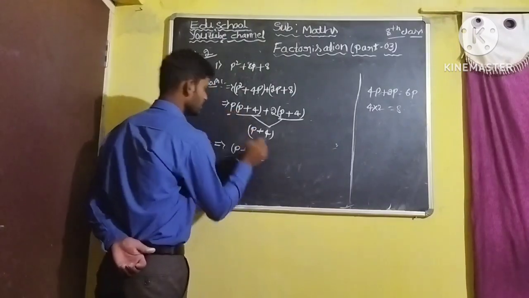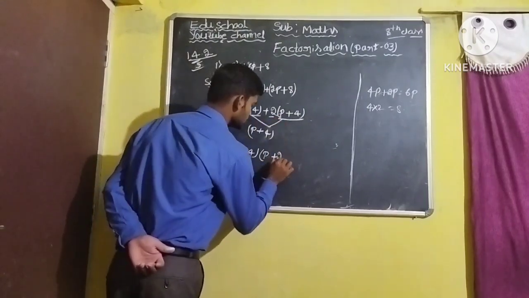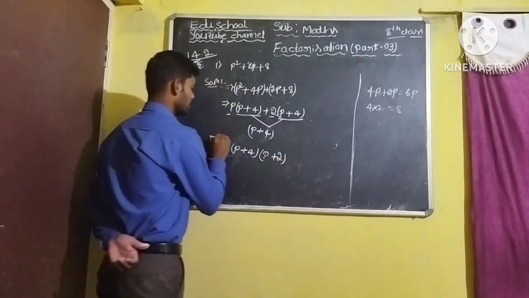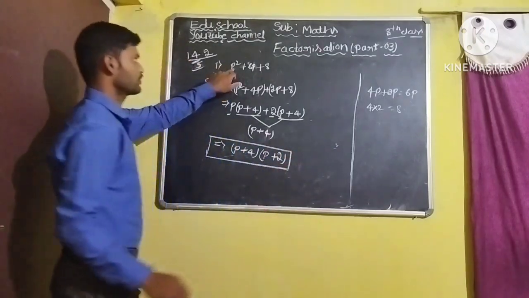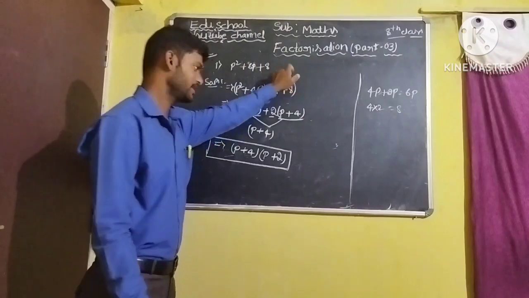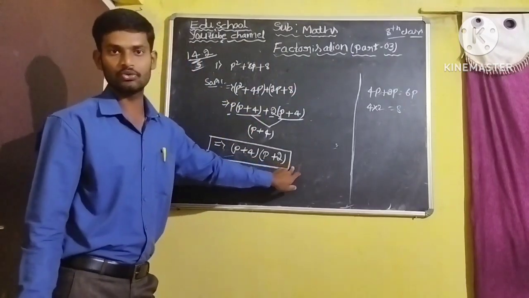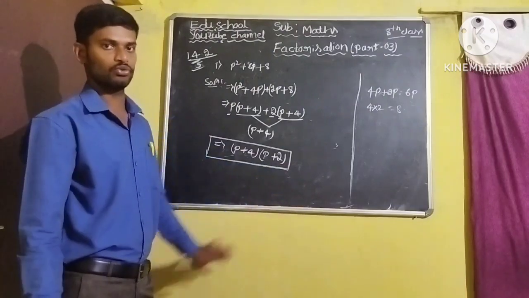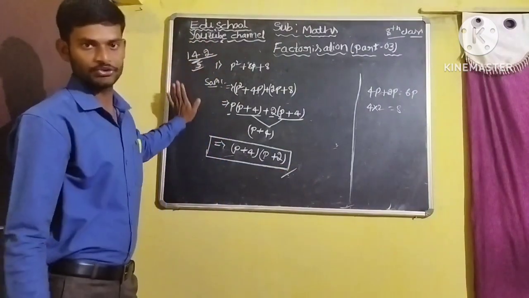into p+2. This is your answer. And also the factors of the given p² plus 6p plus 8 are p+4 into p+2. Understood? This is your fifth main first problem solution.